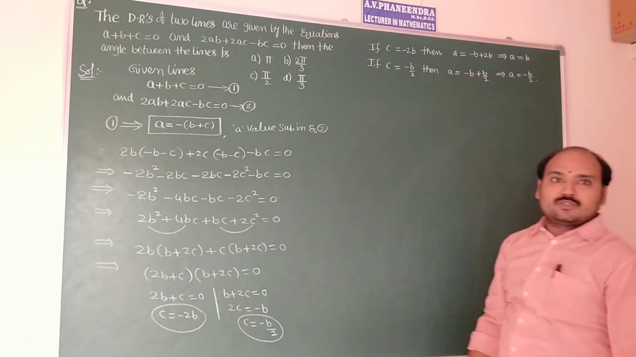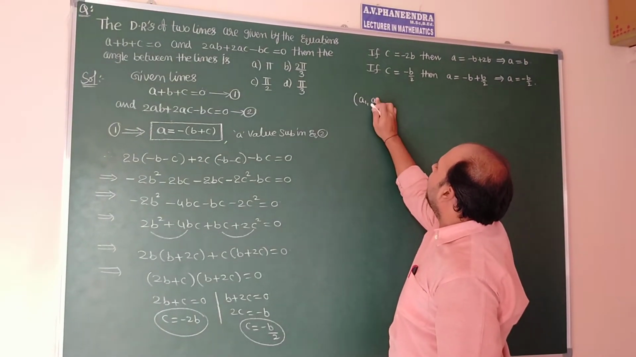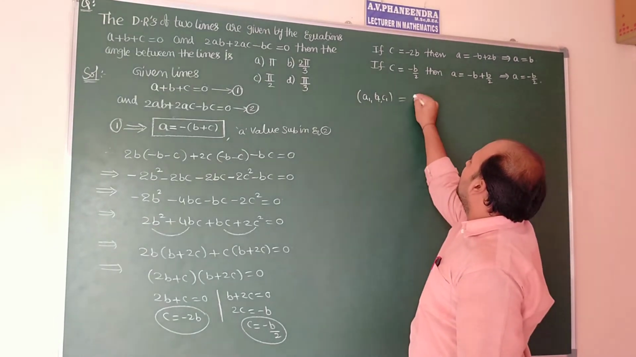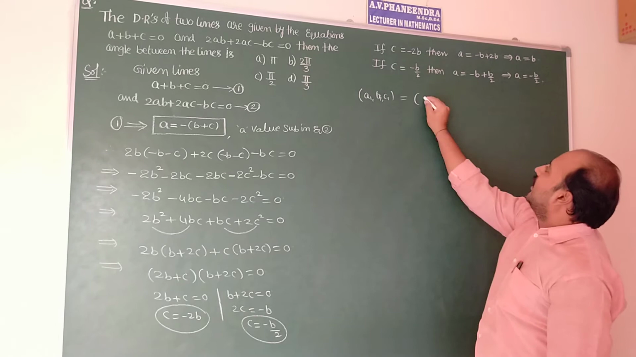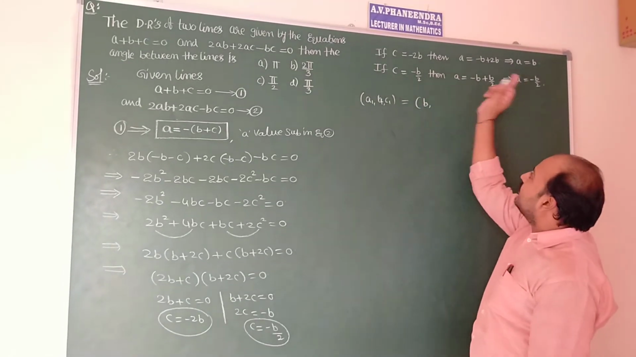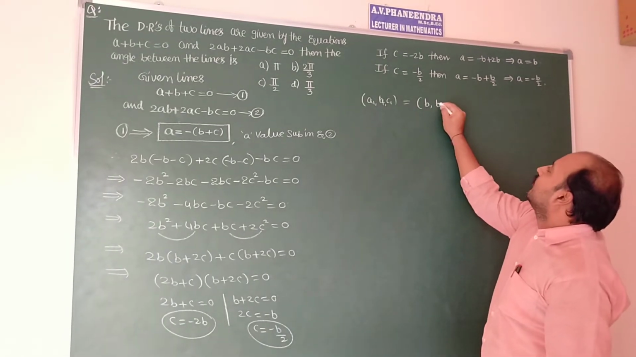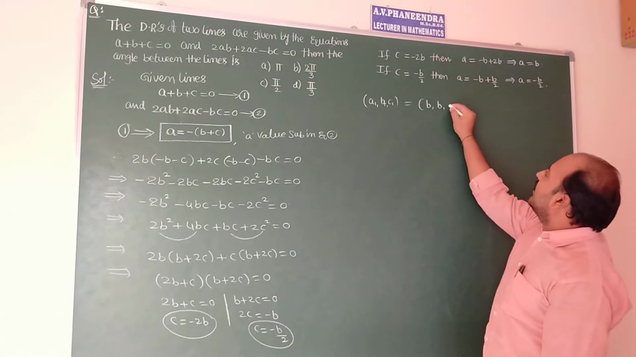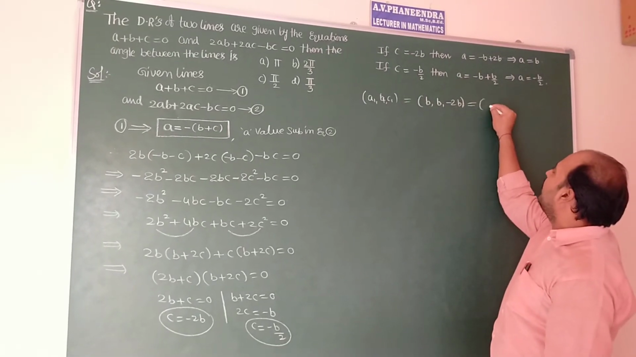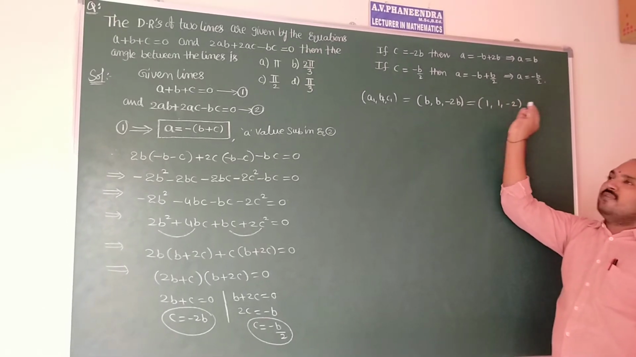After getting these values, the direction ratios of the first line, denoted by a1, b1, c1, are: a1 means the first a value, that is b. b1 is b, since a in terms of b and c in terms of b. C1 means the first c value, minus 2b. So here b is the common thing. Dividing by b it becomes 1, 1, minus 2. These are the values of a1, b1, c1.